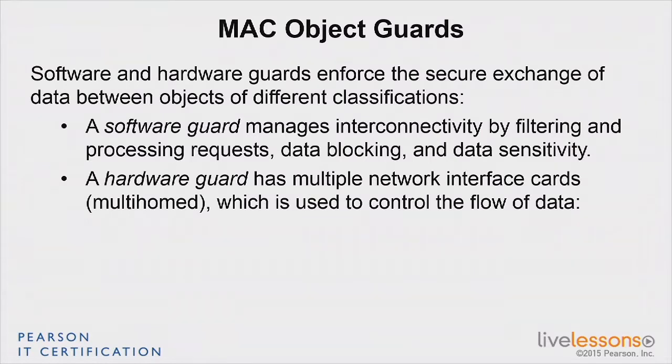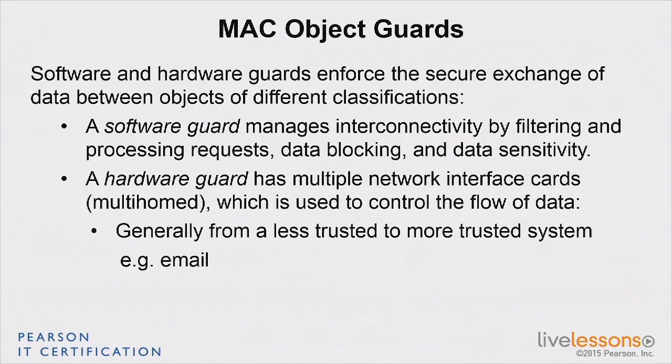A hardware guard is a device that has multiple network interface cards, so it's known as a multi-homed device because it connects to multiple networks, which is used to control the flow of data. Generally, that flow of data is going to be from a less trusted system to a more trusted system. So, for example, we may have email flowing from a less trusted system to a more trusted system. And the hardware guard will have a set of policies and rules to make those decisions as to what is allowed to flow through.